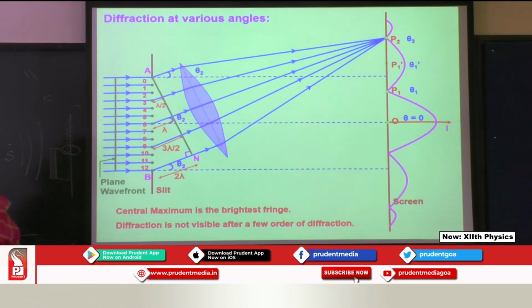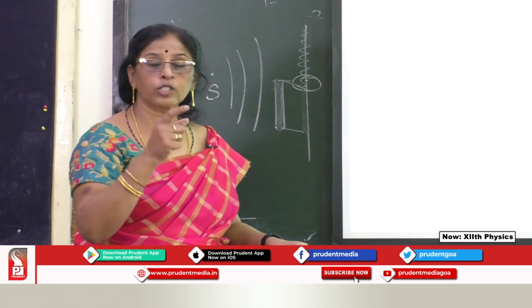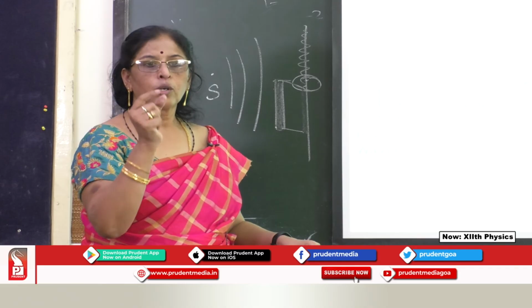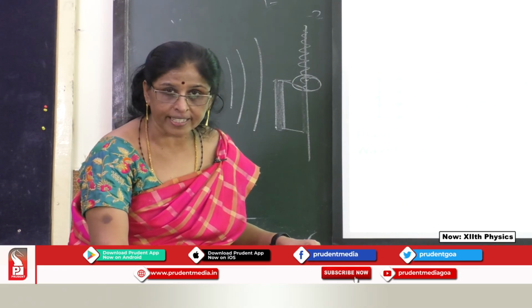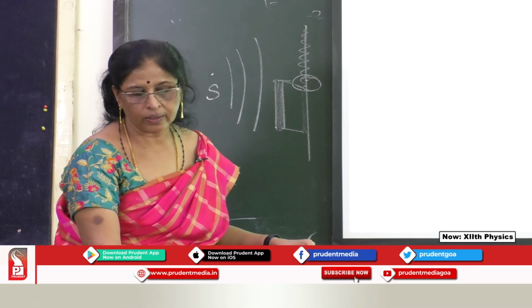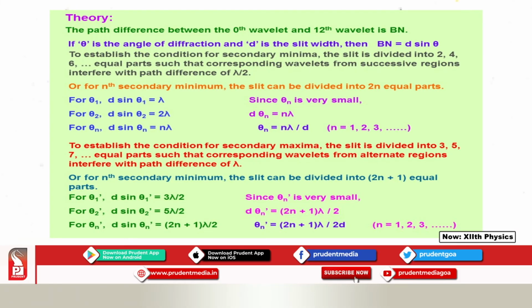Diffraction is not visible after a few fringes when it continues, because the intensity keeps on decreasing. So the third fringe has 1/3 of the intensity, the fifth 1/5, whereas the seventh one is 1/7 of the intensity. So the intensity gradually decreases. Okay, so these are the ones we have in theory.